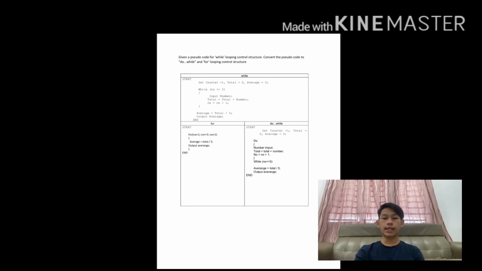Do while, start, set counter equal 1, total equal 0, average equal 0. Do, input number, total equal total plus number, number equal number plus 1, while number less than or equal 5, average equal total divide 5, output average, end. That's it for PBE 2.